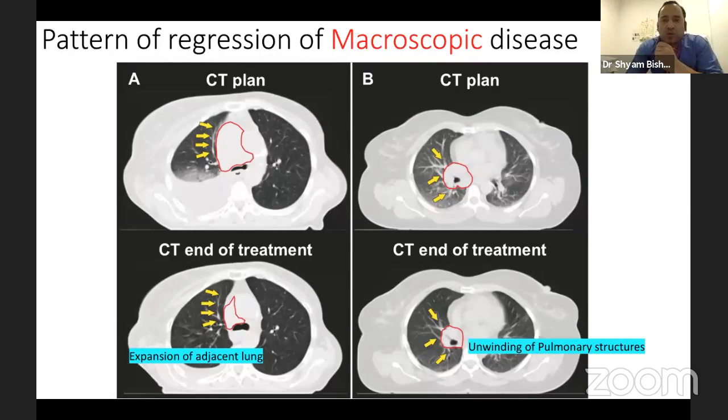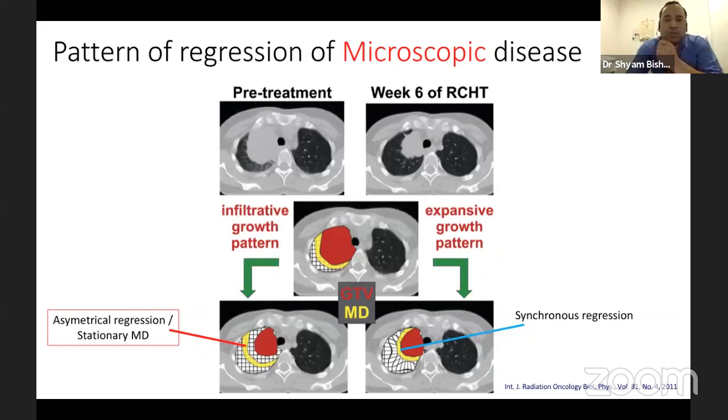And how does the macroscopic disease regress, and what is the impact on the lung anatomy? In the case on the extreme left, you can see expansion of the adjacent lung because of the regression. On the right side, you can see the unwinding of the pulmonary structures because of the regression of the tumor. And what is the impact on the microscopic disease, which is a very important aspect? In the case of an infiltrative growth pattern, as you can see, the microscopic disease remains stationary. It can be asymmetric regression, or in the case of expansive or expansile growth, there can be a synchronous regression of the microscopic disease also.